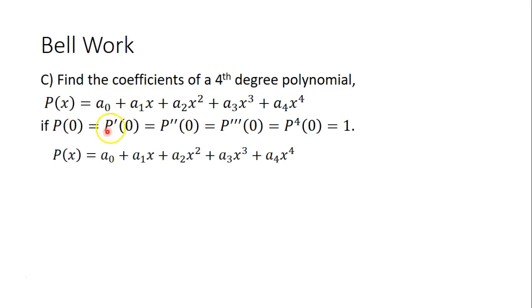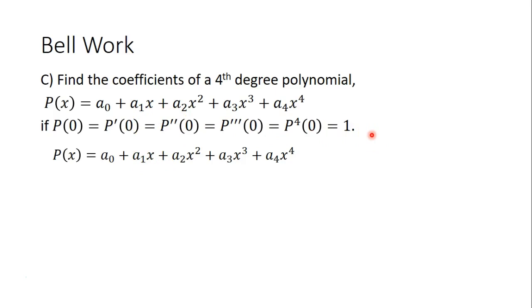function. So we take a look at the functions. The function itself, a0 plus a1x plus a2x squared plus a3x cubed plus a4x to the 4th. They tell me p of 0 is 1. Well, when I plug 0 into the function, what does it become? All of these x's cancel out. In fact, that's going to happen for a lot of these.